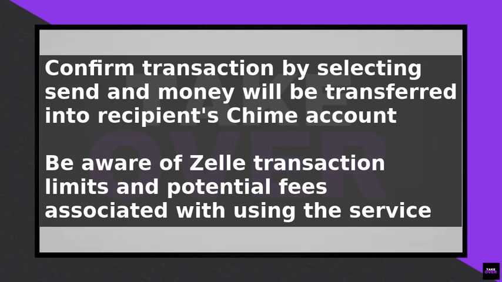Additionally, be aware of any fees associated with using Zelle, as some banks or credit unions may charge a small fee for the service. In summary, sending money via Zelle to Chime is a straightforward process that requires enrolling in Zelle, linking your Zelle account to Chime, and initiating a transfer using the Zelle app.